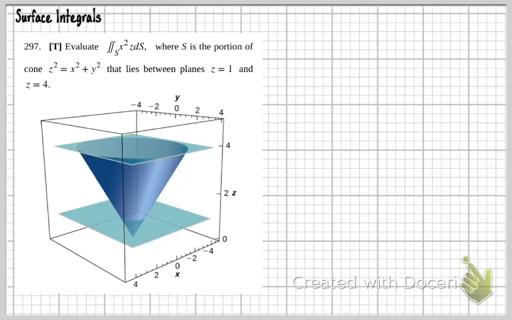Evaluate the double integral of x squared z dS, where S is the portion of the cone z squared equals x squared plus y squared that lies between the plane z equals 1 and z equals 4. And you can just see this in the picture below. It kind of gives you everything you need here.